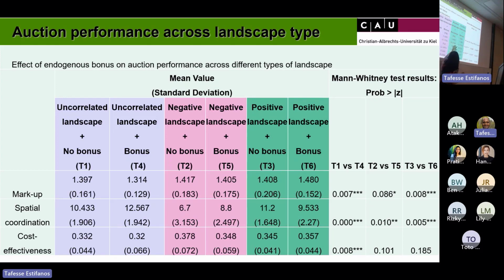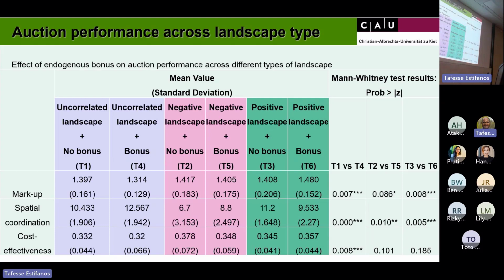By contrast, if you look at positive landscape type, we observe a different effect. Now the presence of the bonus accelerates or fosters rent-seeking rates in this landscape type. So we really observe contradicting results from the effect of this bonus. When you look at spatial coordination, again, we expect that when we introduce this bonus, we could increase the degree of spatial coordination, and this is actually what we observe in uncorrelated landscape and negative landscape, but that's not what happened in positive landscape type.